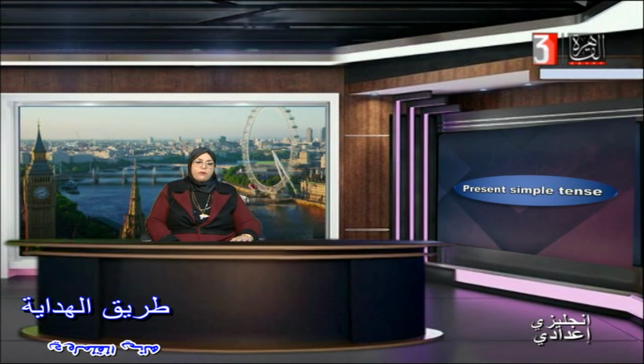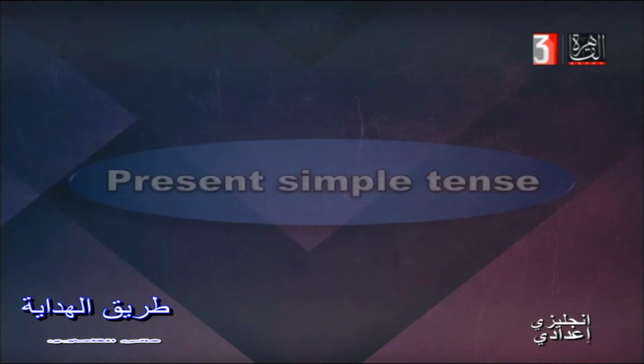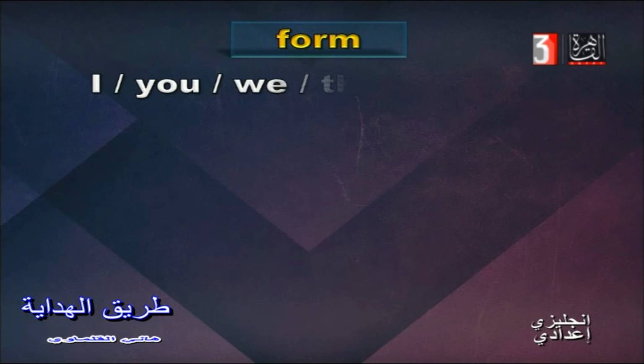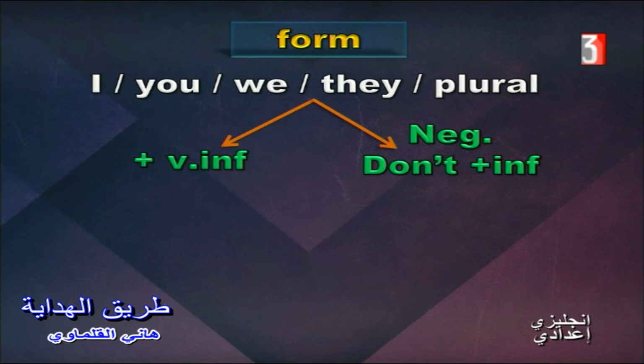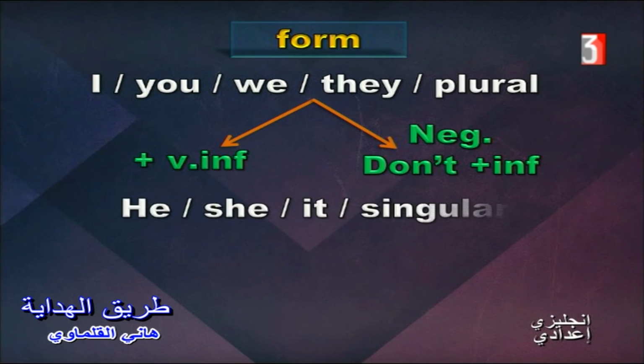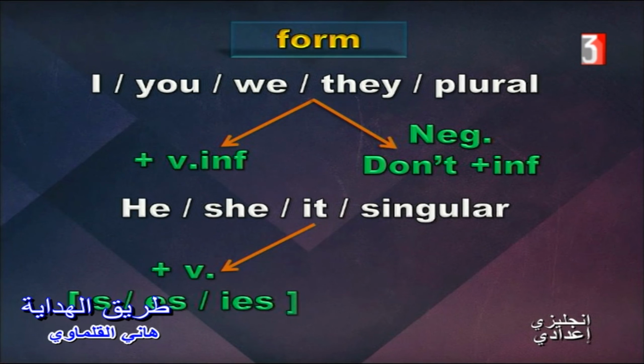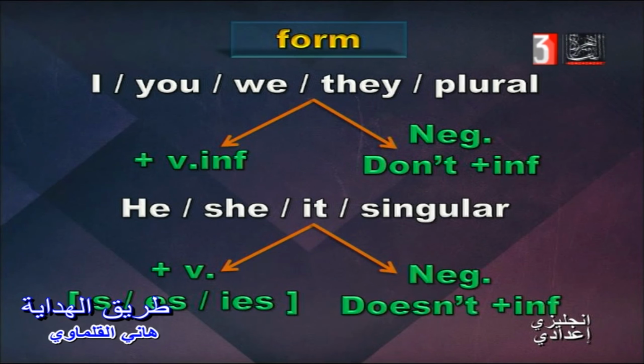Okay? And what about the negative form? We have don't and doesn't followed by the infinitive. What about a yes or no question? We put do or does, then the subject, then the infinitive. So let's see. We have here the form: I, you, we, they, plural, followed by the infinitive verb. What about in negative? Don't plus infinitive. We have he, she, it, singular. In affirmative form, we put the verb ending in s, es, ies. What about the negative form? We put doesn't plus infinitive, as we see.